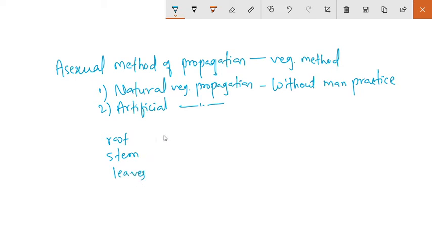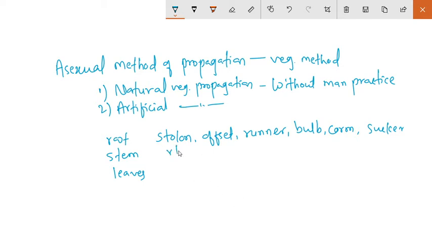There are different methods like stolon, offset, runner, bulb, corm, sucker, rhizome. In all these methods, the stem gets modified and propagules are produced, and these propagules then naturally develop into plants.